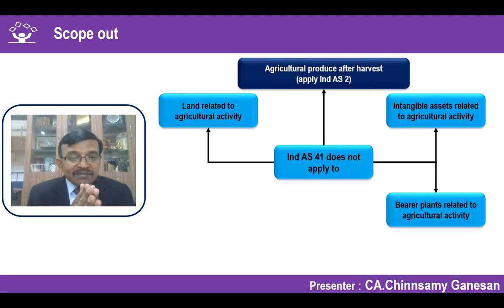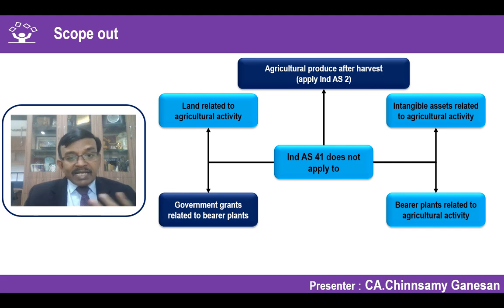So you have to differentiate between what is a bearer plant and what is a consumable plant. Consumable plants are covered under Ind AS 41, whereas bearer plants are not covered under Ind AS 41. It should be accounted as per Ind AS 16 in cost model. Revaluation model is not permitted. Cost model is what you have to apply for the tea bushes, rubber trees, whatever you are talking about. And when we are talking about palm trees, the palm trees will be bearer plants and the palms which you are harvesting from that are the agricultural produce.